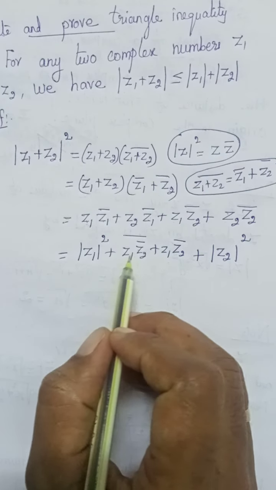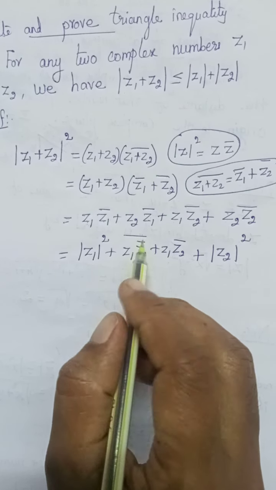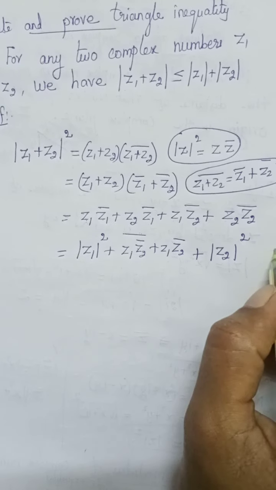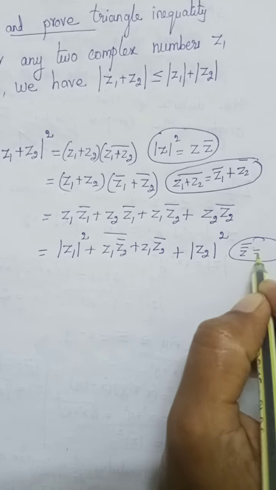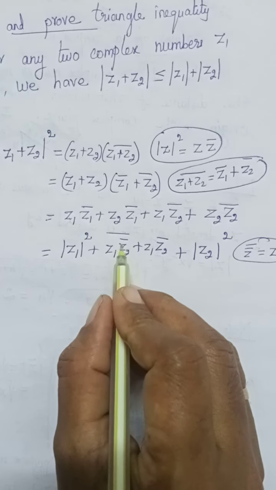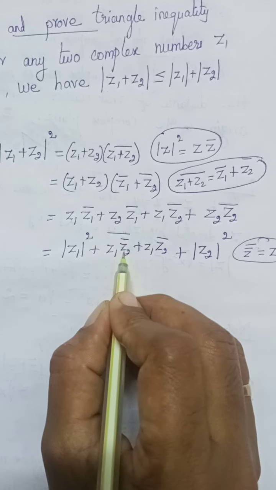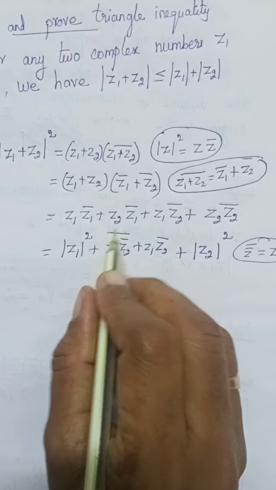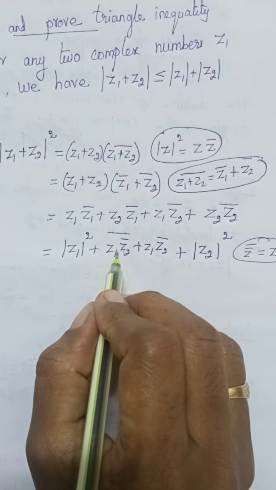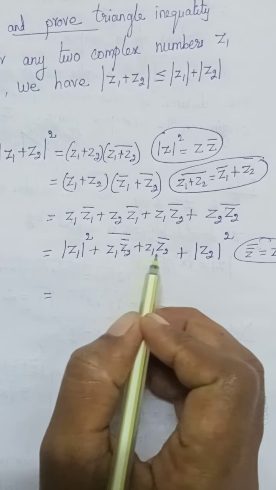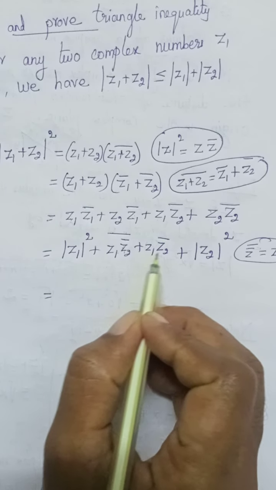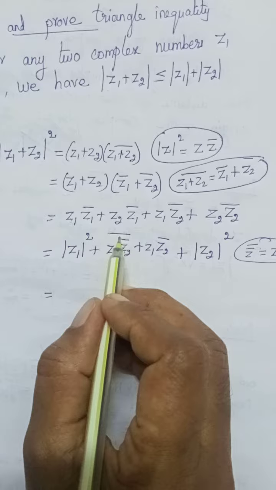See, Z bar the whole bar is again Z, isn't it? That we know. We have learned Z bar the whole bar is equal to Z. So this is Z1 bar, the value did not change. Now, together I am going to take this as Z and this as Z bar.